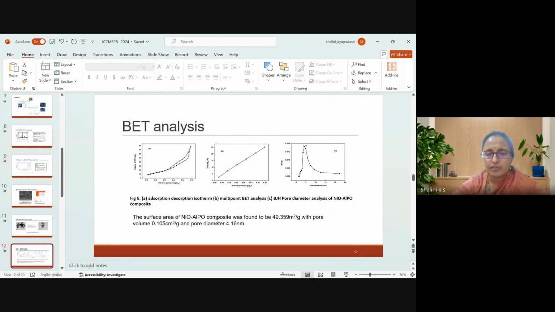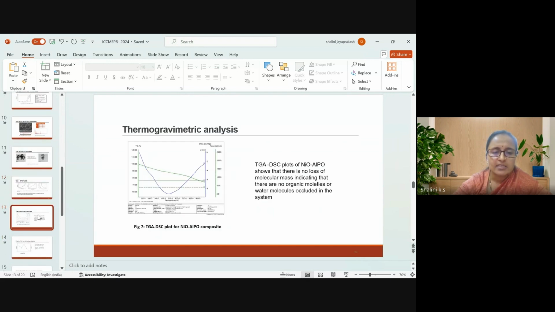From BET analysis, we found that the surface area is 49.35 m²/g. Pore volume was found to be 0.105 cm³/g, and pore diameter was 4.16 nanometers. TGA analysis shows that there is no significant loss of mass anywhere during the course of the study. So it indicates that there are no occluded organic moieties or water molecules in the system.